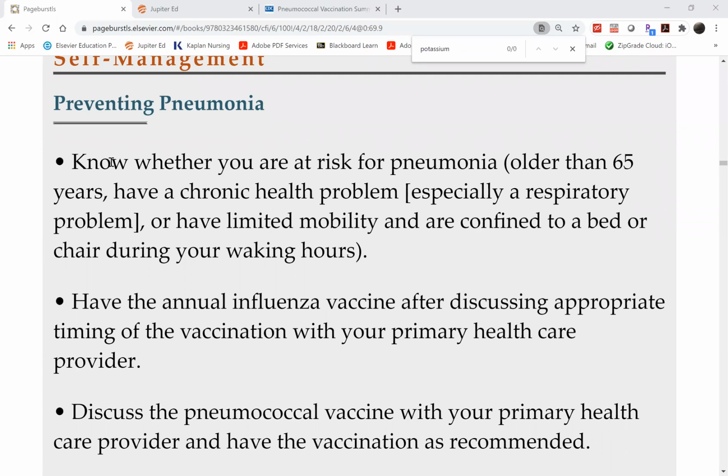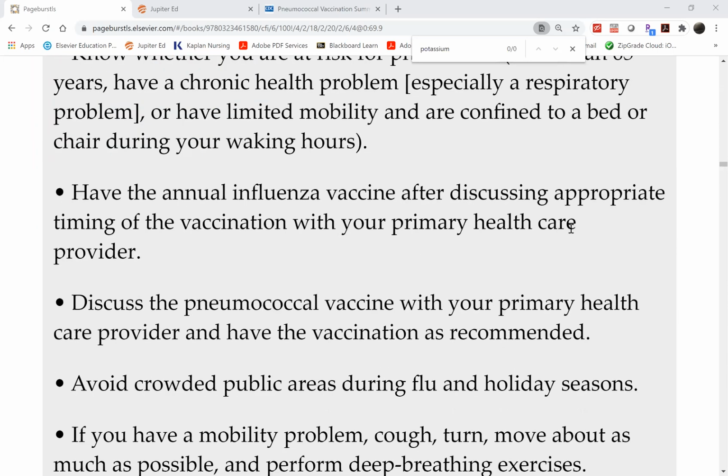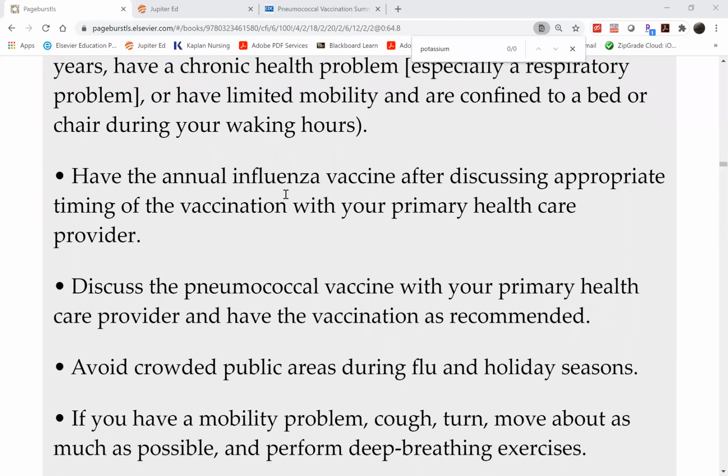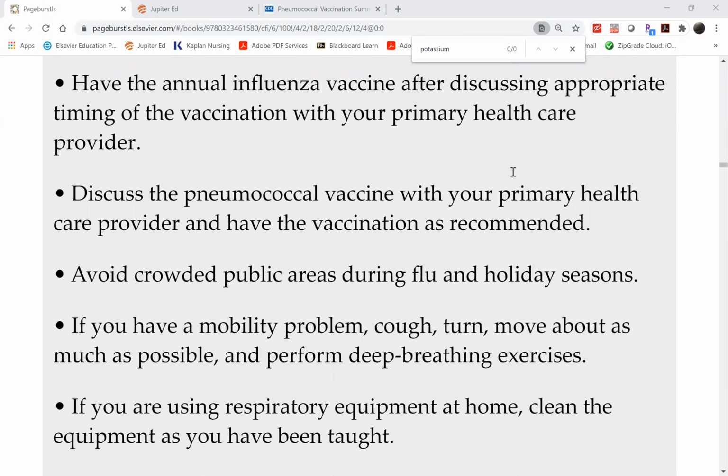All right. So if you have limited mobility, then try to get out of bed, at least in a chair. If you can't walk, get out of bed and go on a chair. And both the flu and pneumonia vaccination are encouraged. Remember, one of the causes of community-acquired pneumonia was the flu. It was the Haemophilus influenzae. Avoid crowds.